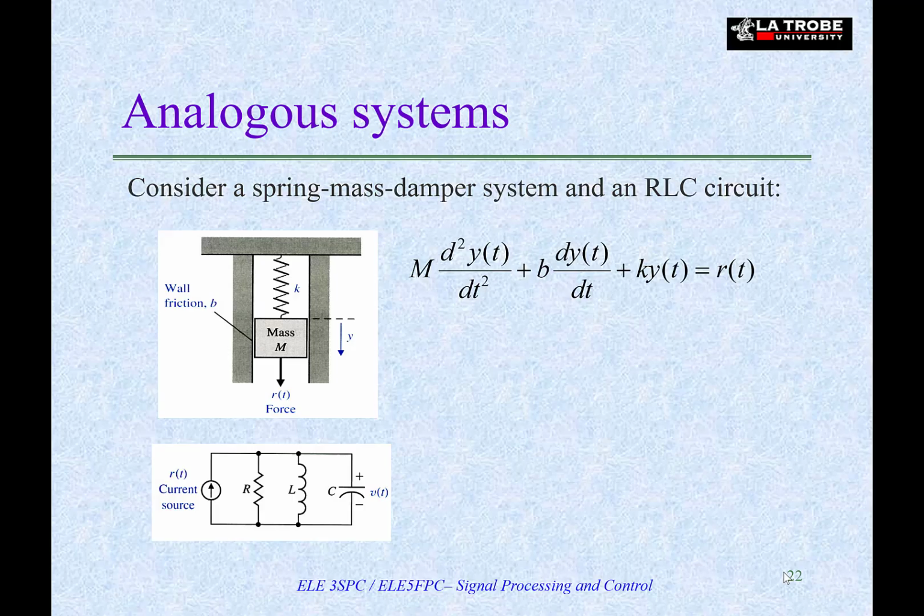For the spring mass damper system, we can write out the differential equation model for this system using Newton's second law of motion. And the equation is presented on the slide. For the RLC circuit, which is possibly more familiar to us, we use KCL to write out the equation. That is, the current flowing into the node should be equal to the current flowing out of the node. And the equation is also shown on the slide.